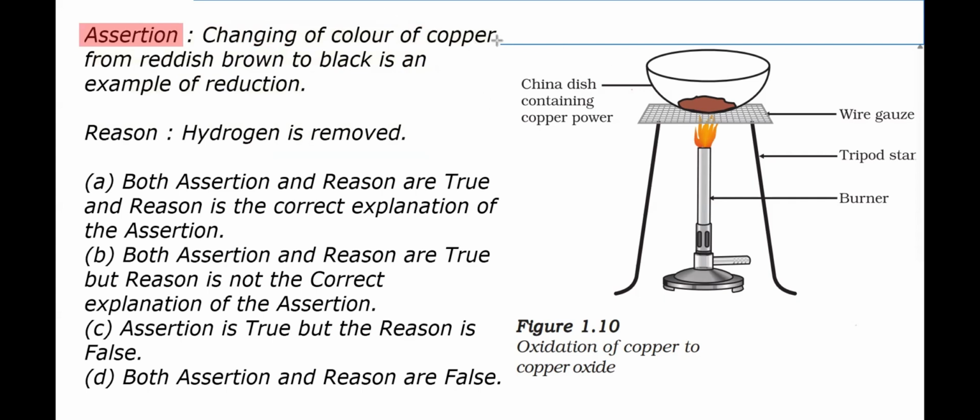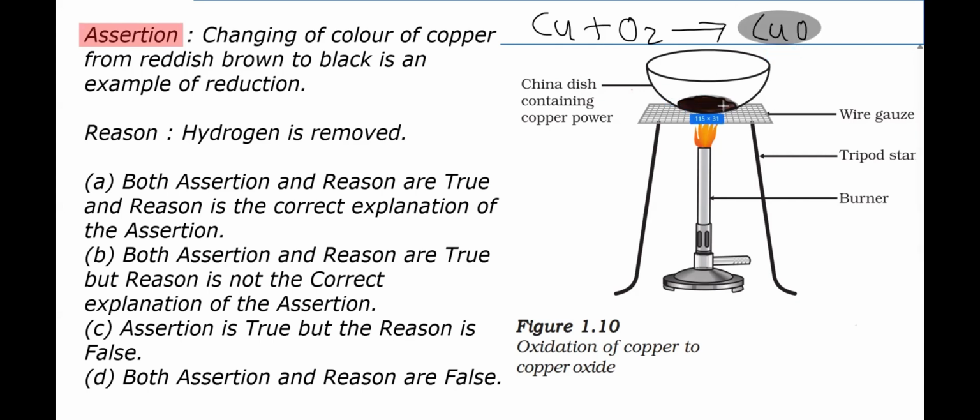Now, first of all, look into this reaction. You can see copper powder, whose color is reddish brown. When this copper is heated, what happens? It turns black. And what is the reason for the formation of a layer of black color? Let's understand. Copper, when strongly heated in the presence of oxygen, in air, turns black due to the formation of a layer of copper oxide.